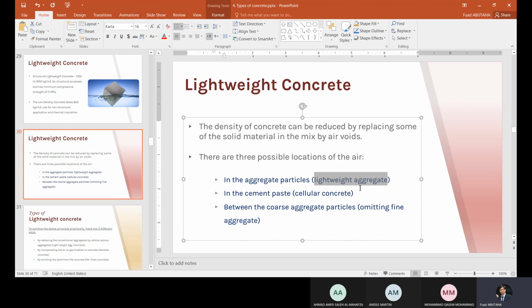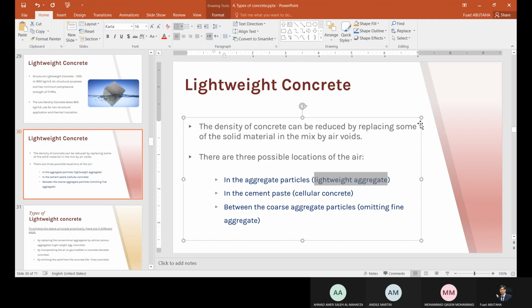So any change in the aggregate will have a significant change in the total concrete, because the majority of the concrete comes from the aggregates, the gravel or the sand. Any small change in the aggregates will make a significant change in the total concrete, whether for the strength, for the weight, or for anything. So we need to make sure that we use good properties of the aggregate.